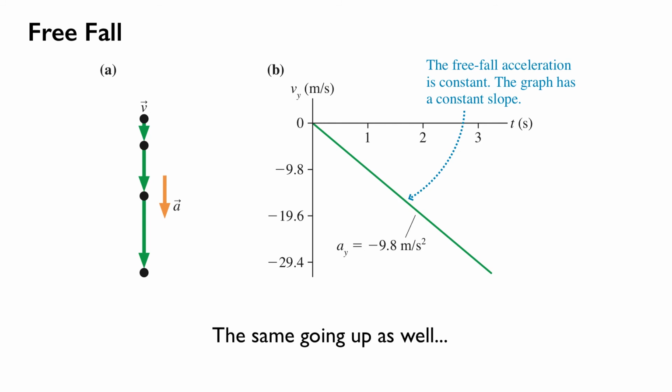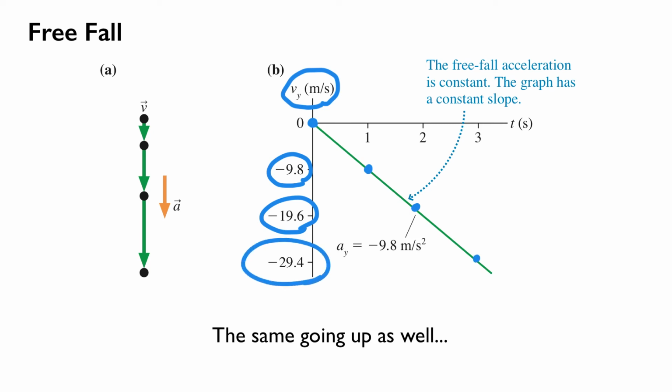And you've seen that the acceleration of free fall is negative 9.8 meters per second squared. So if I drop an object and it starts out with an initial vertical velocity, Vy of 0 meters per second, so it's at rest. After 1 second, it's moving downward at 9.8 meters per second, so the velocity is negative 9.8 meters per second. After 2 seconds, it's moving downward at 19.6 meters per second, so the velocity is negative 19.6 meters per second. After 3 seconds, it's moving downward at 29.4 meters per second, so the velocity is negative 29.4 meters per second.